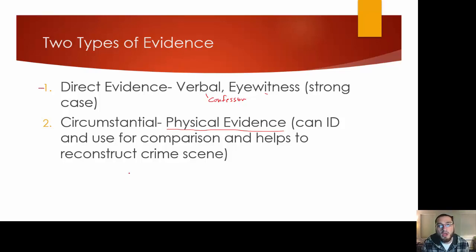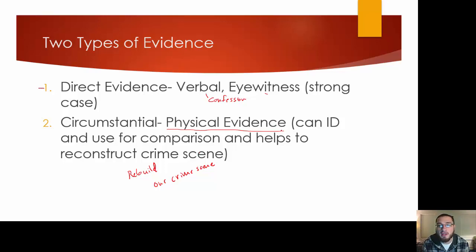So the whole time, by using evidence, we want to rebuild our crime scene. And what that means is that we want to figure out what exactly happened, who was involved, how did it go down, and everything that is included.